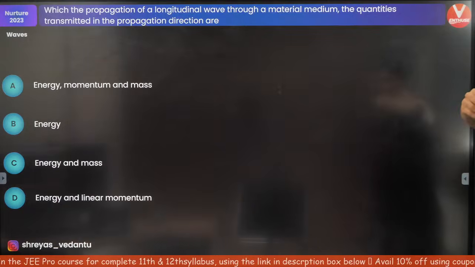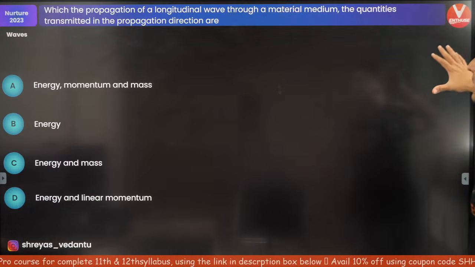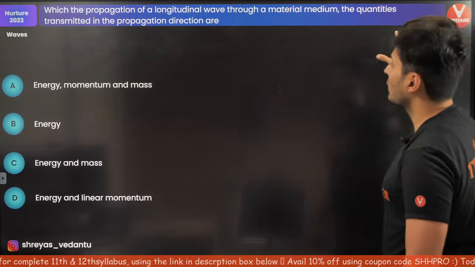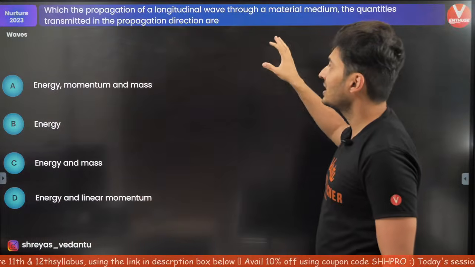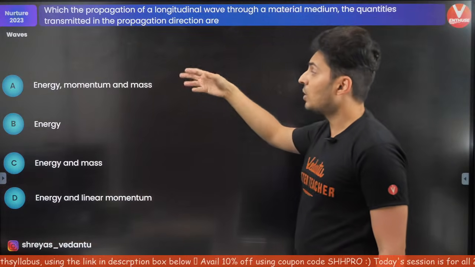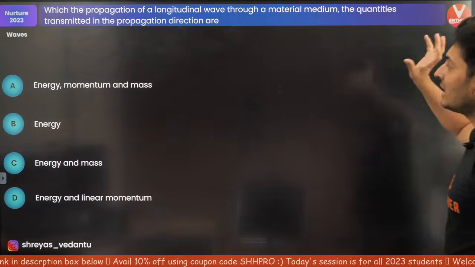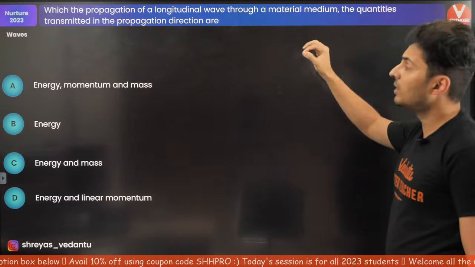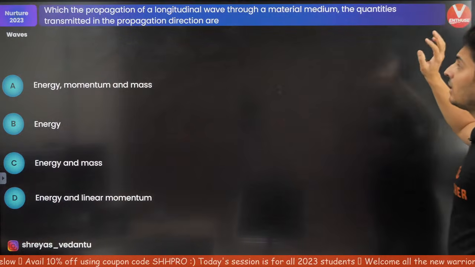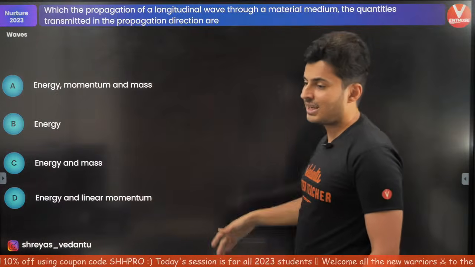The propagation of a longitudinal wave through a material medium, the quantities transmitted in the propagation direction are, which of these quantities do you think are transmitted in the direction of the propagation for a longitudinal wave? Let's see how many of you can answer this.